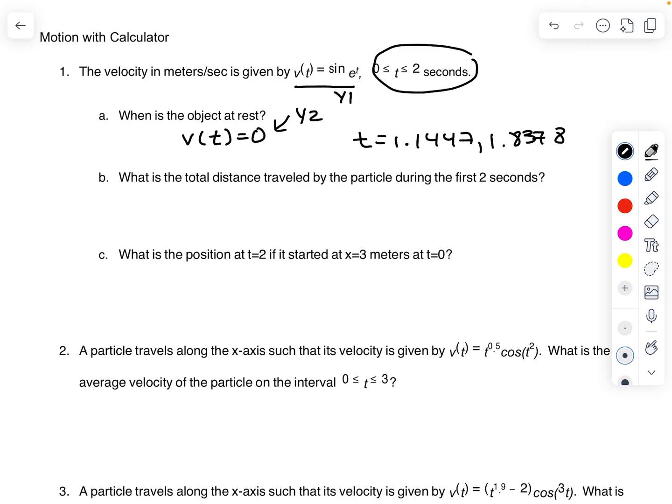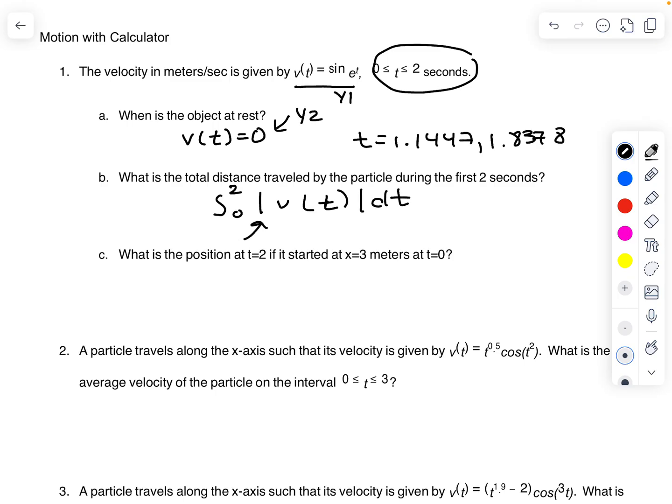Okay. What is the total distance traveled by the particle during the first 2 seconds? So remember, think about the car. If it goes forward 10 miles and then goes backwards 10 miles, we want to count both of them as positive. So you need to actually look at the absolute value of the velocity function. So if we want distance, I need to integrate the velocity, but you need to look at the absolute value of the velocity function.